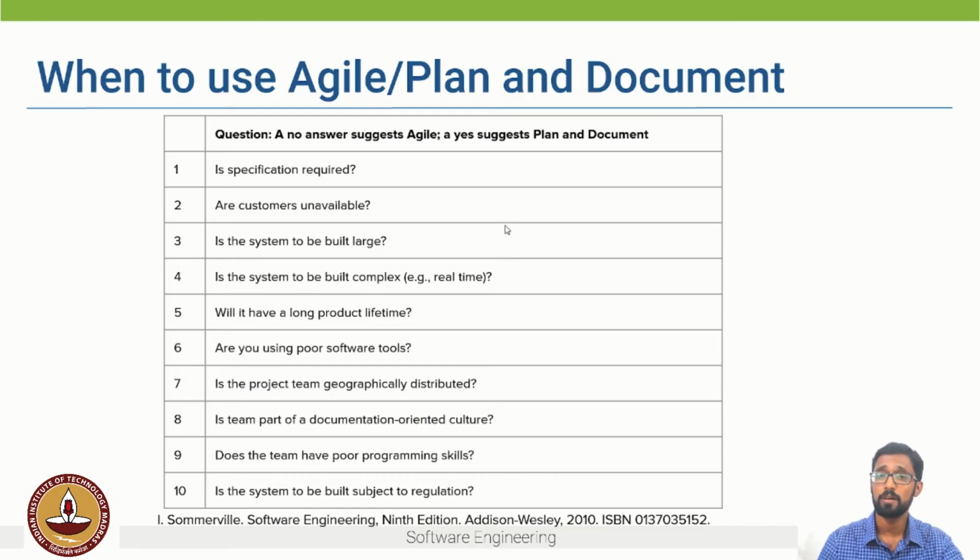Our decision also depends on the characteristics of the system to be built, right? If the system to be built is large and very complex, for example, you have to build software for maybe an air missile system or a nuclear power plant, there is no margin for error. Hence extensive planning and documentation is a necessity in such cases. So it might be better to go for a plan and document process.